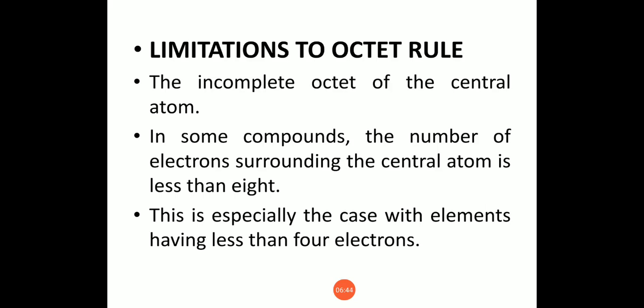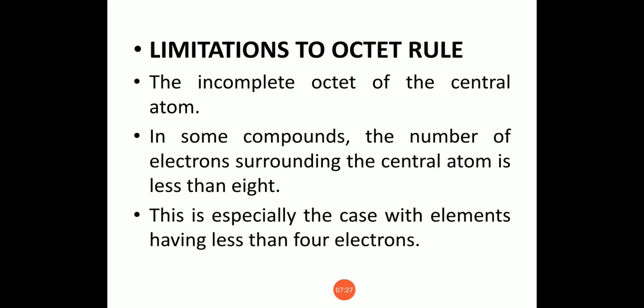And there are limitations to octet rule. This octet rule is not 100% perfect. Some limitations are there. Let us see what the limitations are. In some molecules, the central atom is the one that is less in number. The incomplete octet of the central atom means the number of valence electrons after bonding in a central atom is less than 8. That is known as incomplete octet.